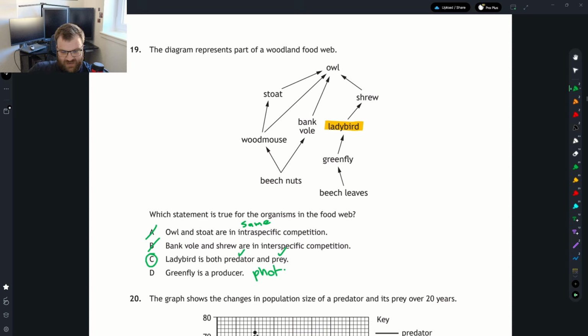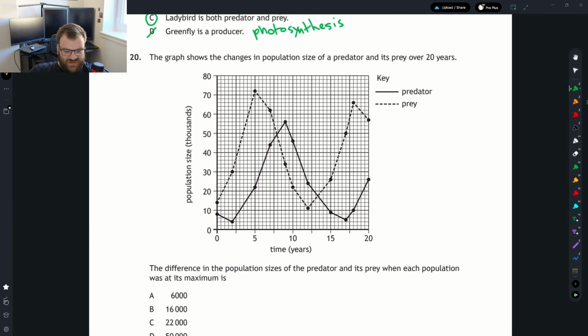Producers carry out photosynthesis. They will be bottom of the food chain. That would be some sort of tree or a bush, not an insect. That one's incorrect, so C is the answer there. In this question, we're looking at the difference between the populations. So we're on the maximum difference between the populations, so we want to go through year on year.